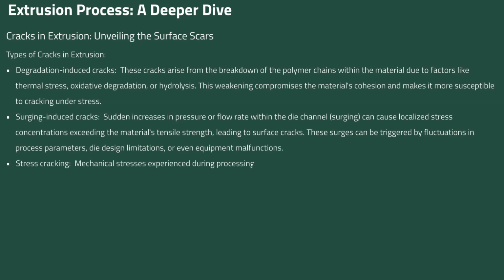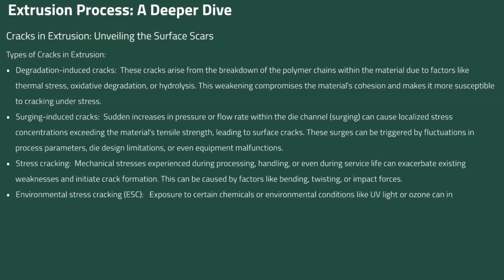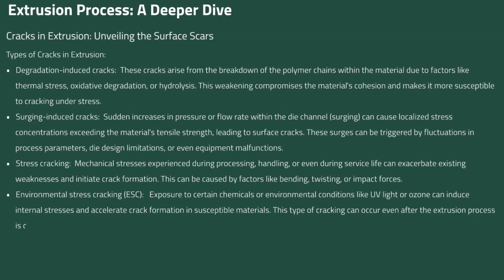Stress cracking. Mechanical stresses experienced during processing, handling, or even during service life can exacerbate existing weaknesses and initiate crack formation. This can be caused by factors like bending, twisting, or impact forces. Environmental stress cracking. Exposure to certain chemicals or environmental conditions like UV light or ozone can induce internal stresses and accelerate crack formation in susceptible materials. This type of cracking can occur even after the extrusion process is complete.